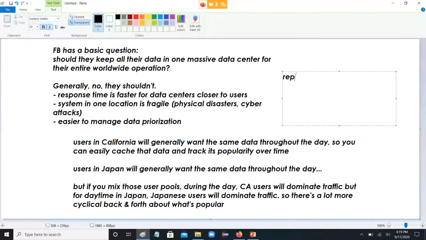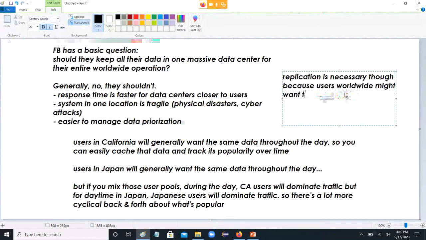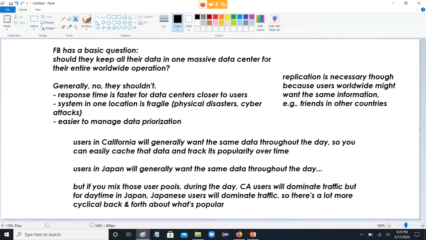I'll add, replication is necessary, though, because users worldwide might want the same information. Example such as friends in other countries. Okay, even though they're in another country, if they're friends with you, they're going to be interested in seeing your pictures and whatnot.